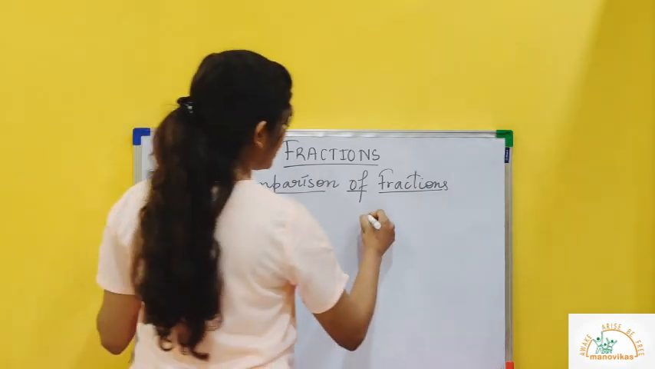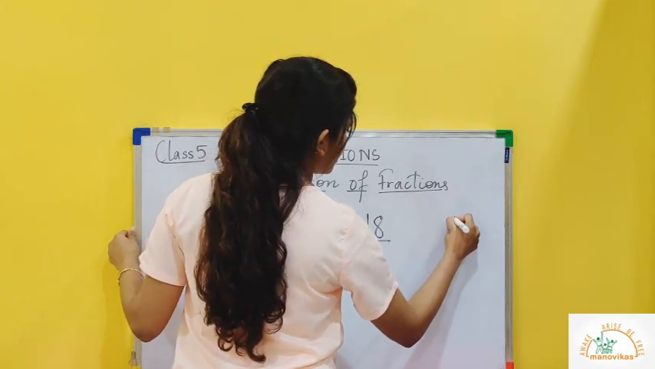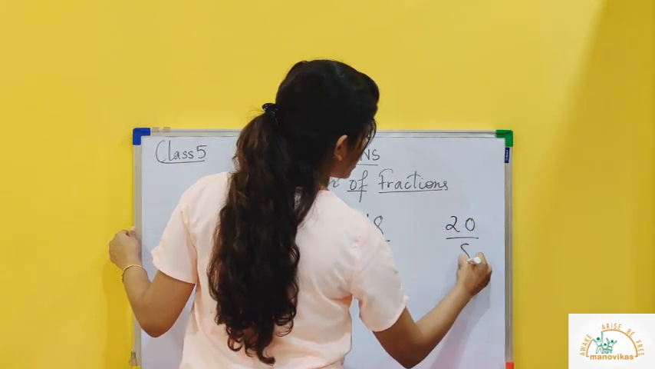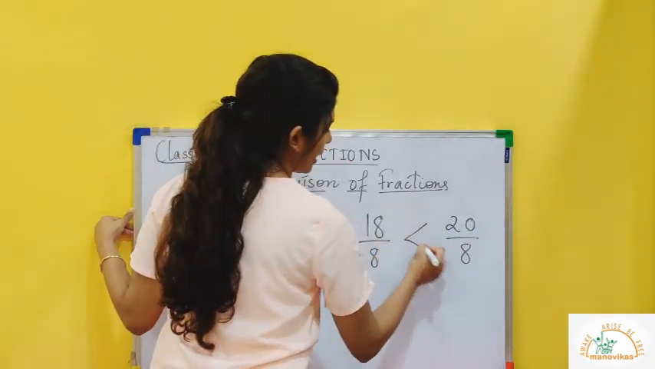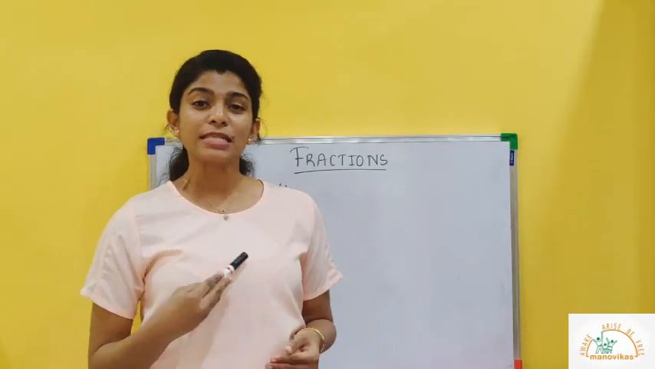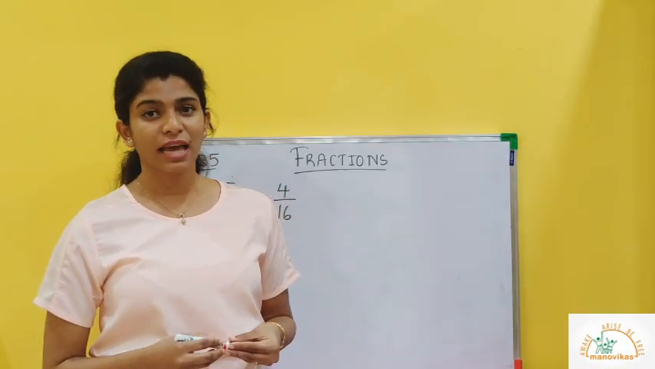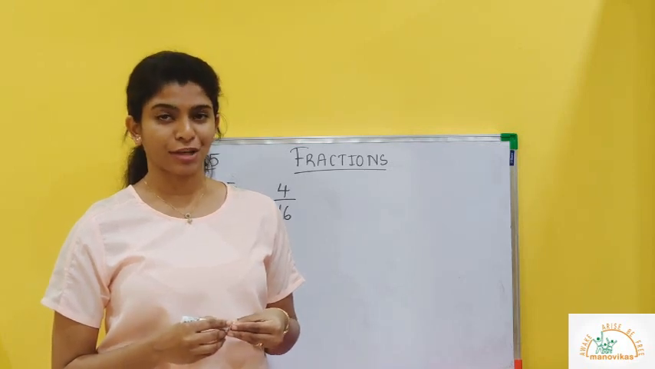Let's take one more example. 18 upon 8 and 20 upon 8. Which fraction is greater? Yes, 20 upon 8 is greater than 18 upon 8. Students, it was easy to compare fractions when we had the same denominators. But what when we have unlike fractions?